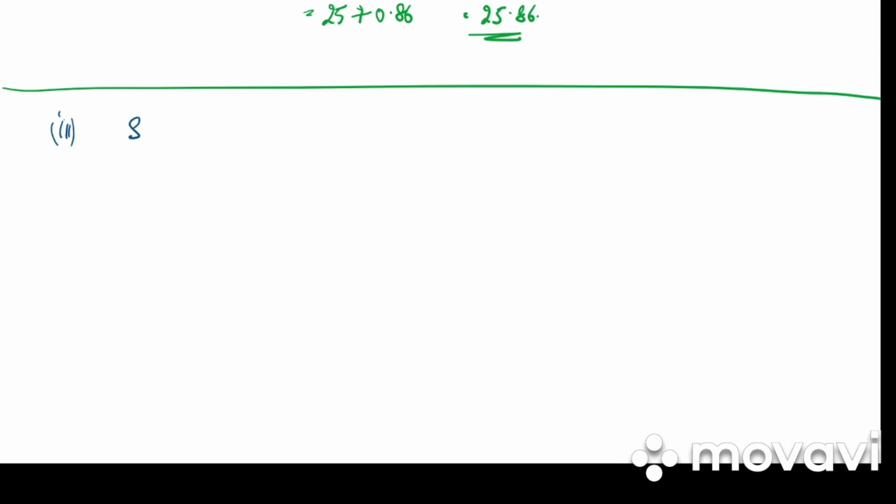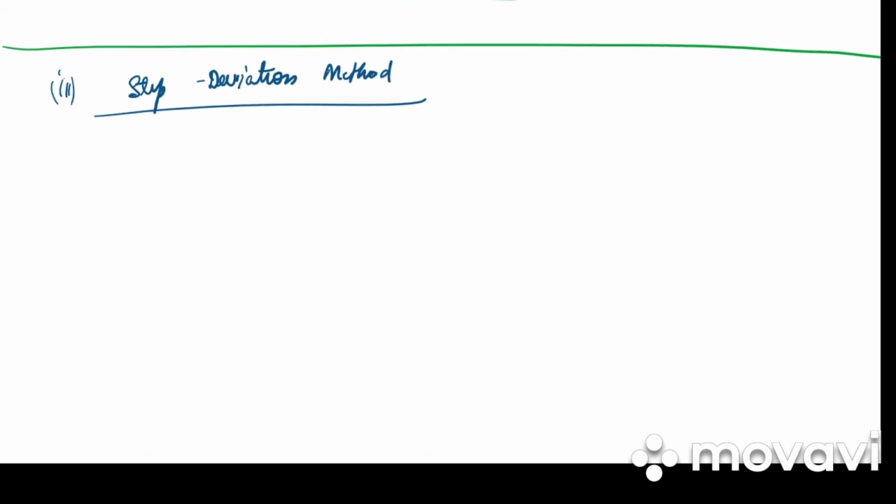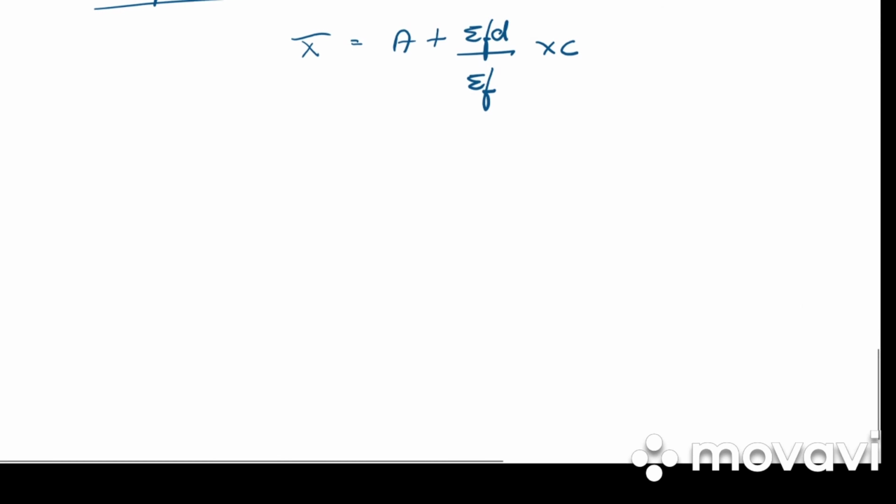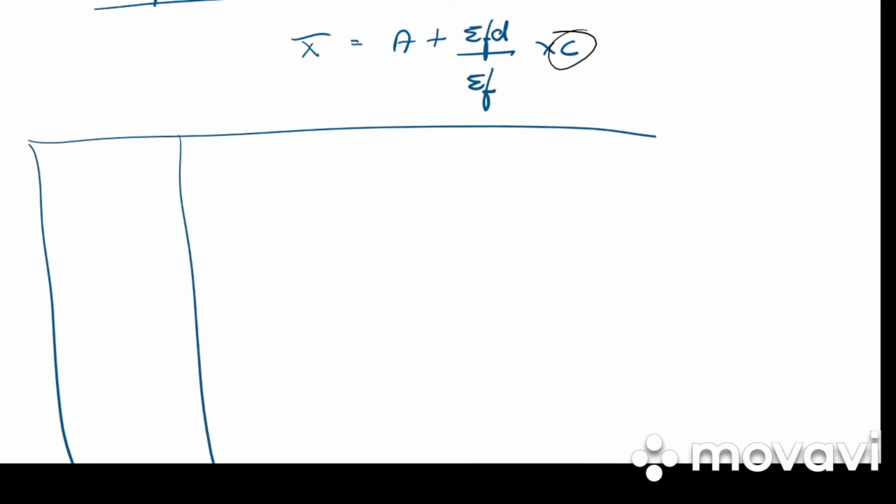Last, the third one we have is the step deviation method. So under the step deviation method, what will be the formula? X bar is equal to A plus summation FD divided by summation F into C. It is the same thing. The only difference is C, that is the common factor. Again take down the same problem.